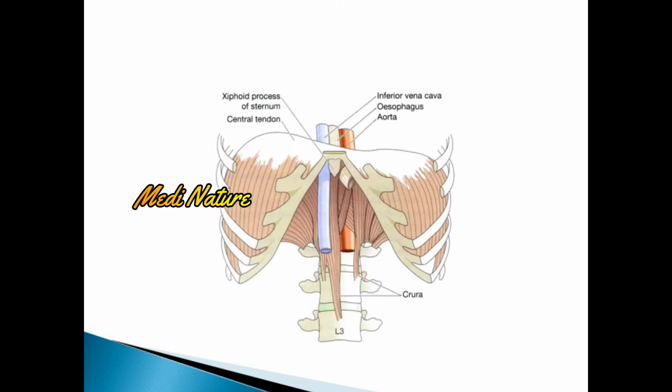This is a picture of diaphragm. You can see in the center, the whitish color part, it is the central tendon. And from the central tendon, you can see muscle fibers radiate or spread out. These muscle fibers go and attach to lower ribs, sternum, and the vertebral column.